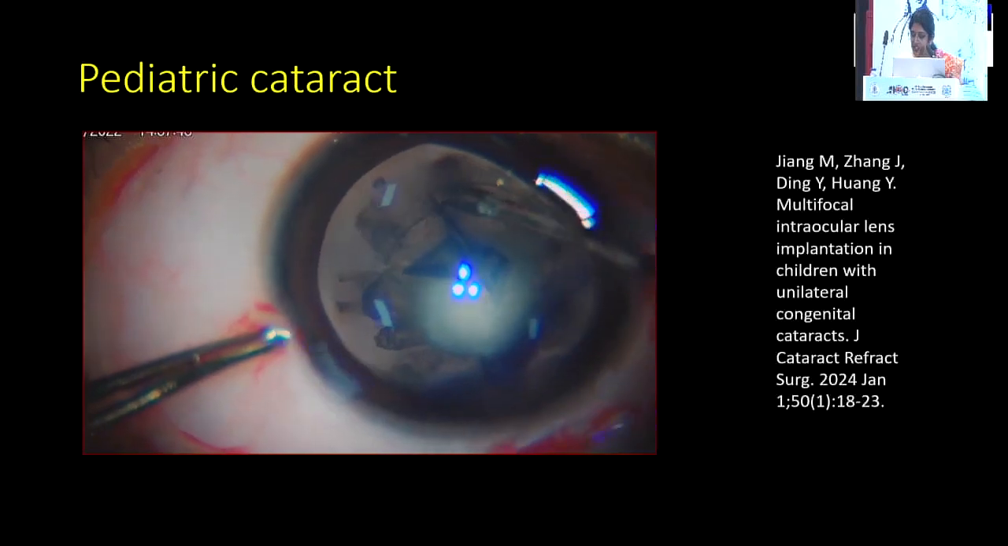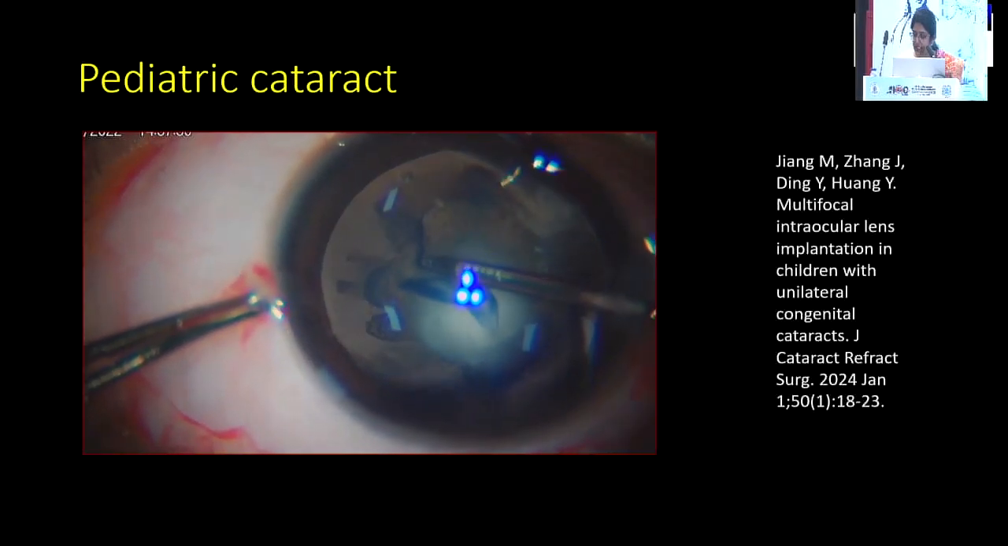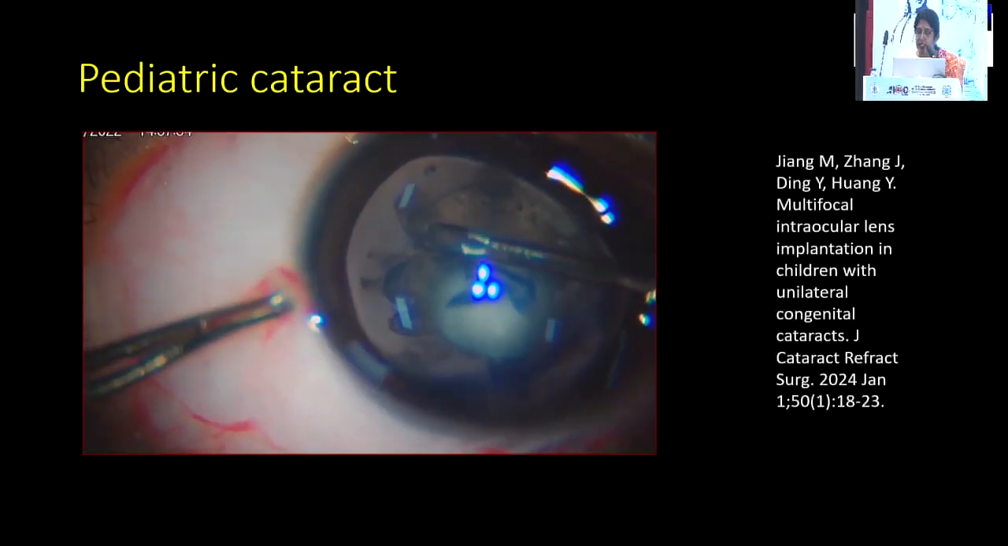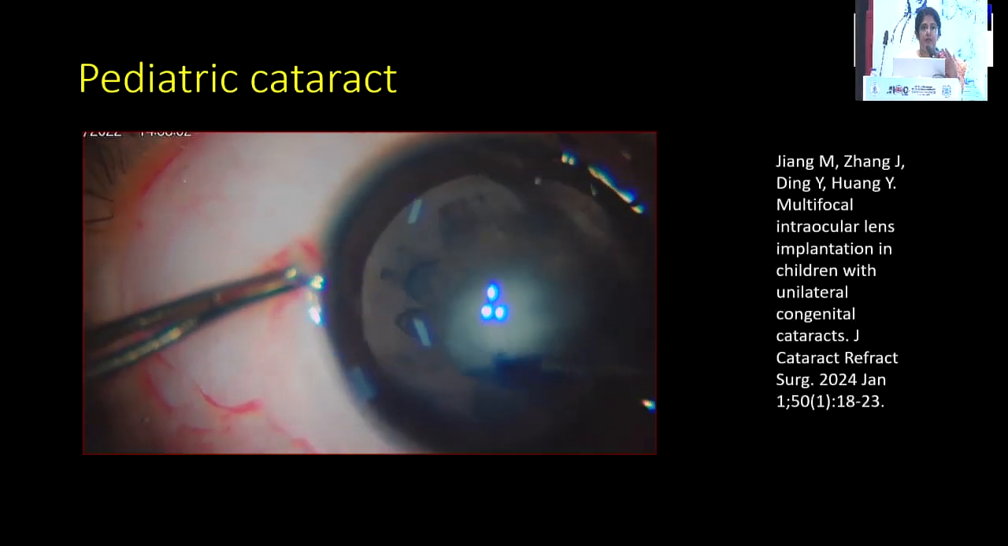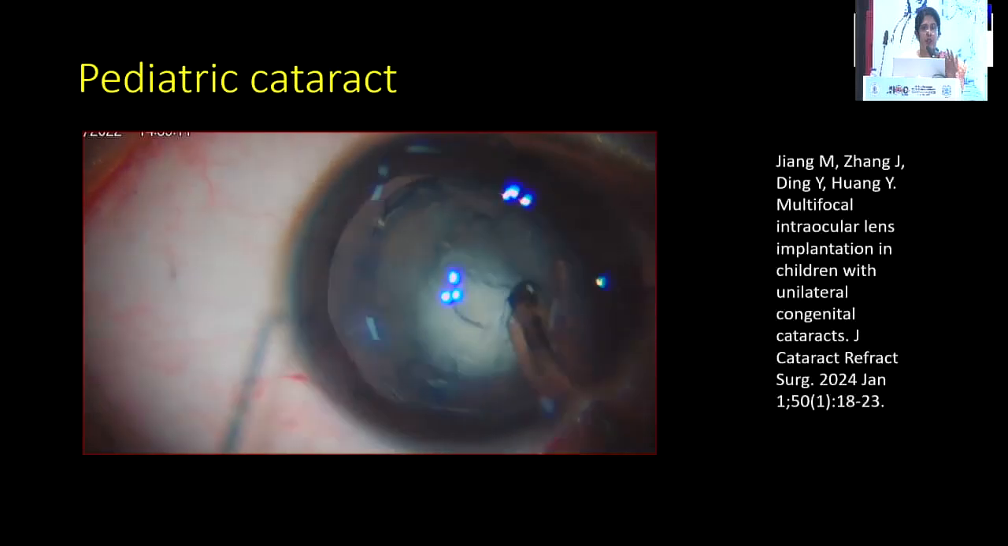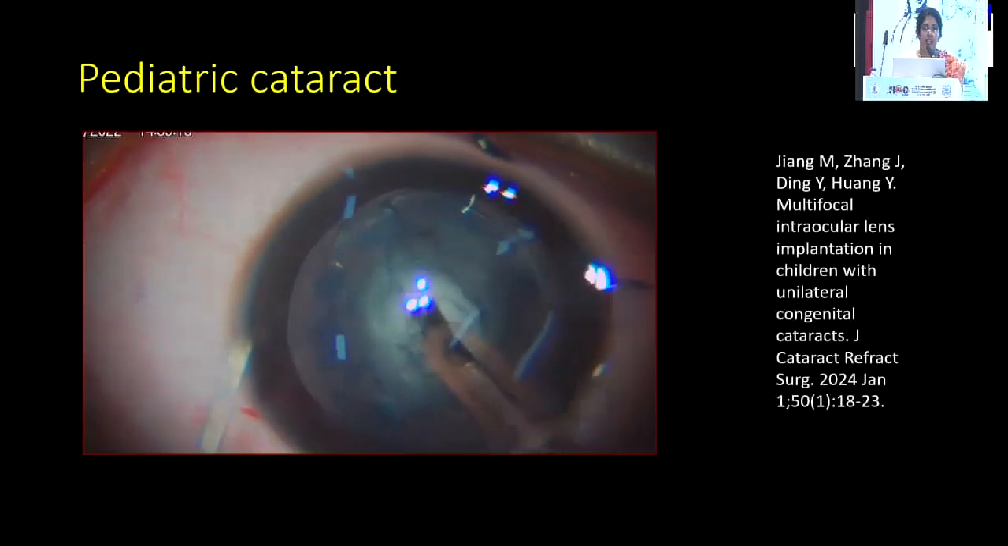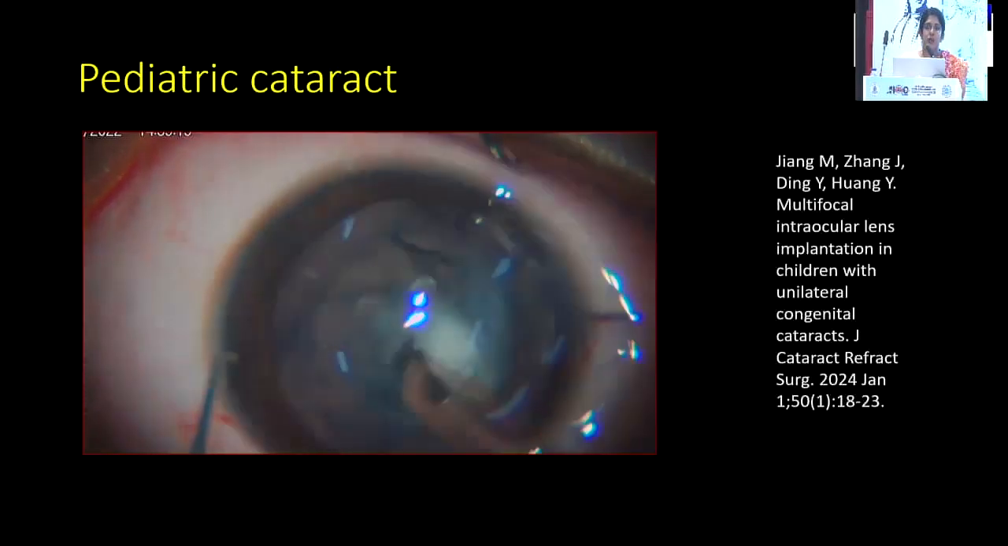If you're considering a child, through multifocality, there will be an increased chance of better stereopsis, and binocularity can be achieved earlier, and the amblyopia we can reduce to a much extent.